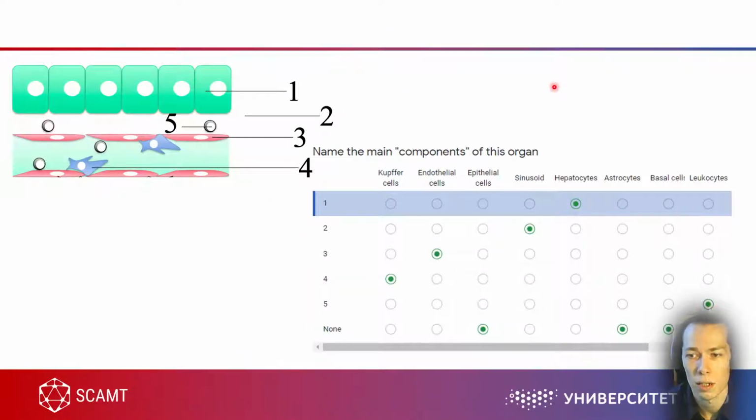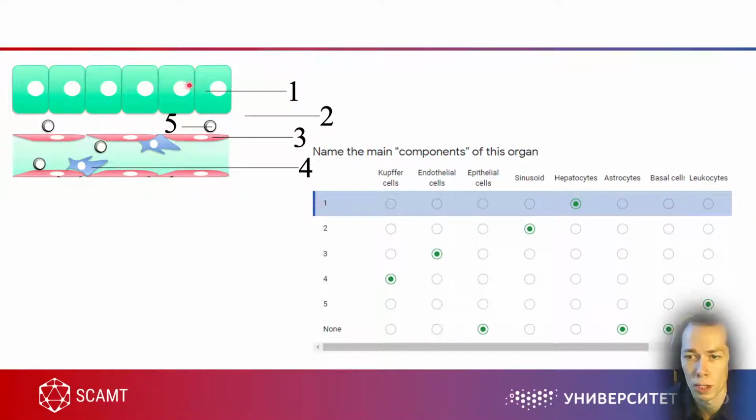Next one, to my surprise, almost all of you succeeded. So this is a liver sinusoid, and there were some options, and as you can see, there are 3 non-options, but it was enough to pick just one non-option. So for example, for epithelial cells.